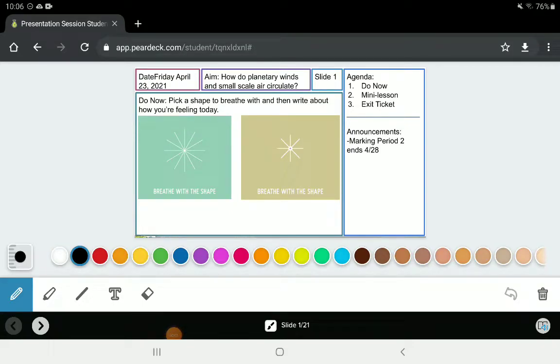These are your notes for today, Friday, April 23rd, 2021. How do planetary winds and small scale air currents circulate?